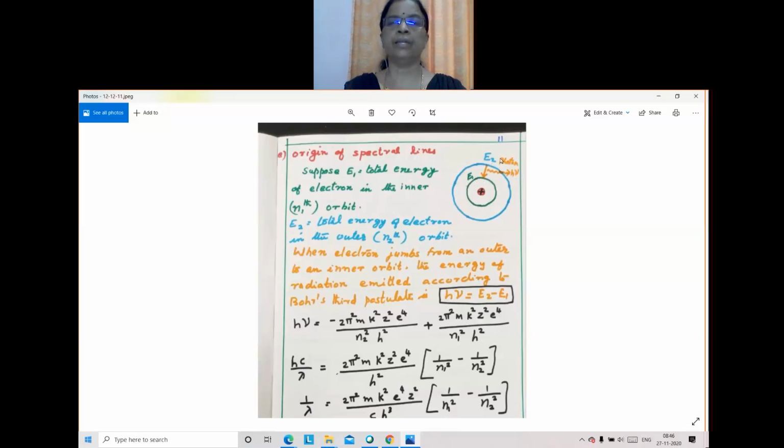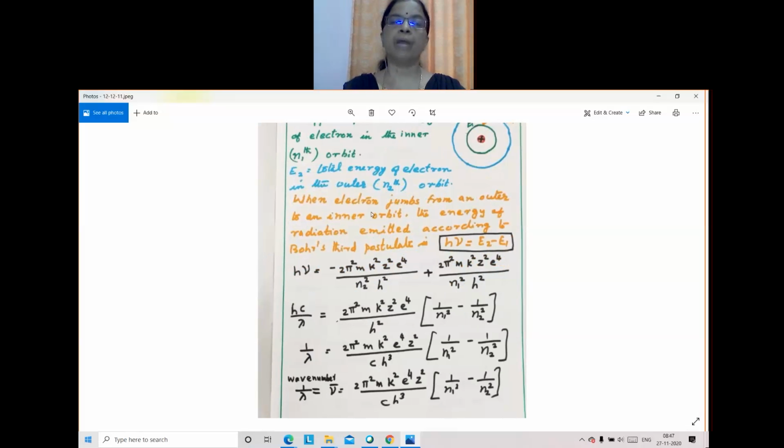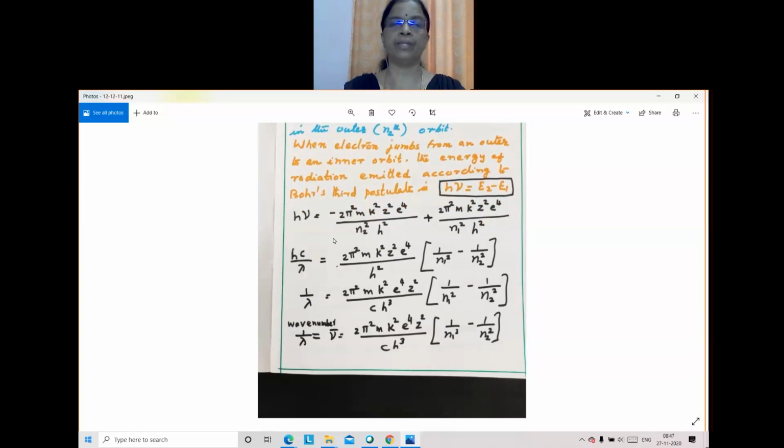So first, let E1 be the energy in this orbit, and E2 the energy in this orbit. Suppose E1 is the total energy of the electron in the inner orbit N1, and E2 is the total energy of the electron in the N2 orbit. When an electron jumps from the outer to the inner orbit, the energy of the radiation emitted, h nu, equals E2 minus E1. That is what we are finding here.